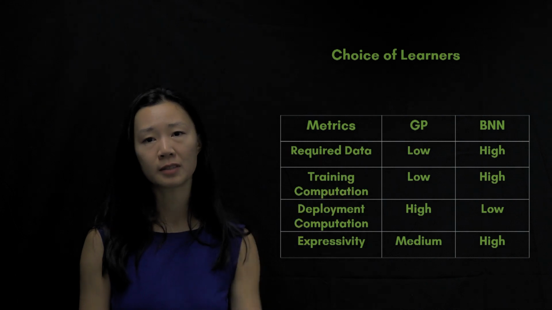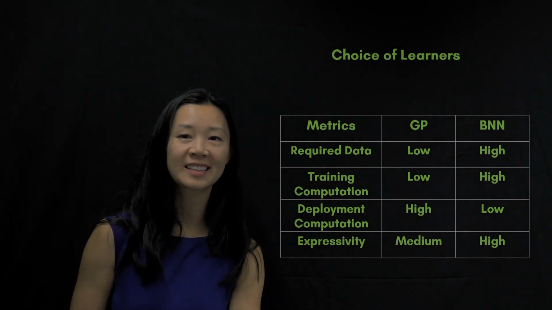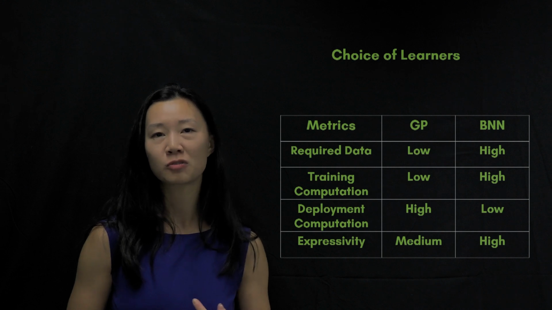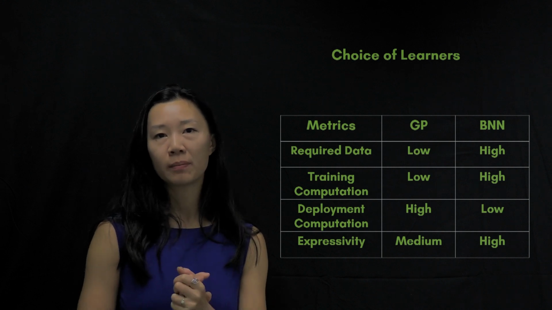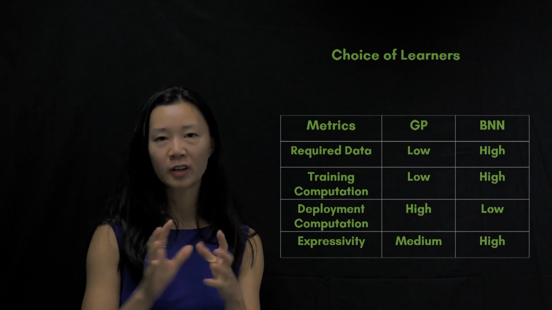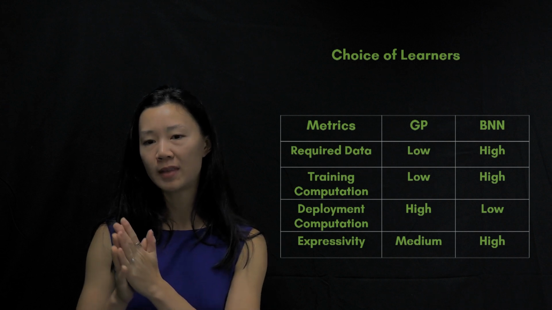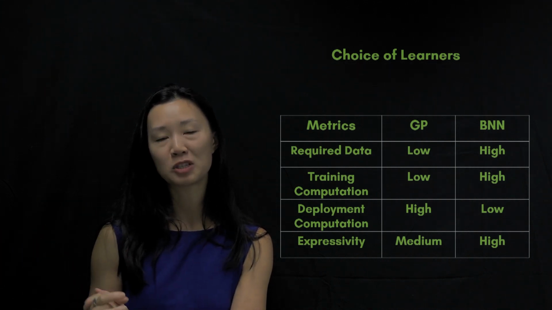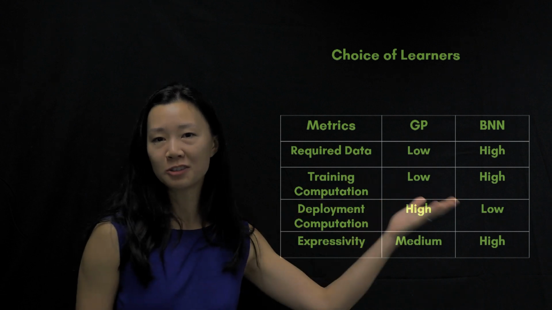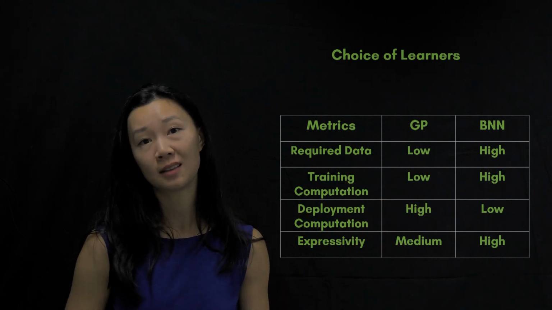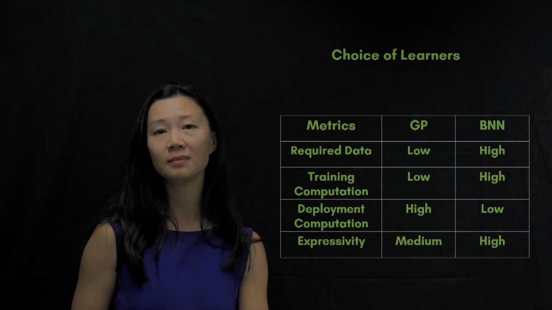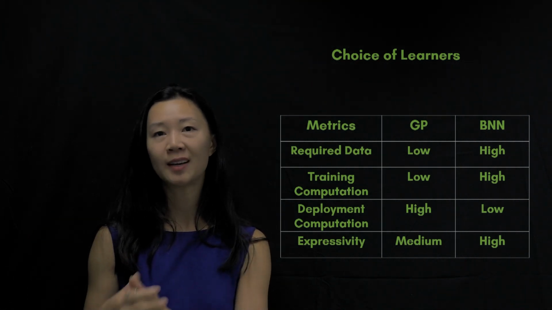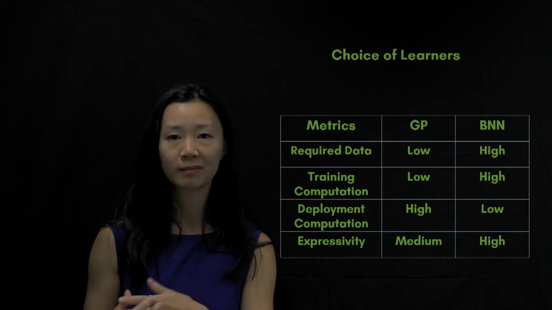For training computation, Gaussian processes don't really need much computation to train ahead of time. They just work in real time. They don't need to be seeded with much data to begin with, whereas Bayesian neural networks, you do need to seed them with a bunch of data. And so in training, before the model is deployed, the Bayesian neural network is crunching.